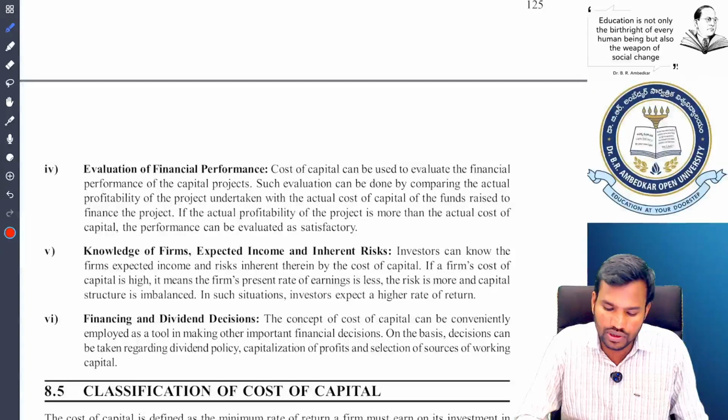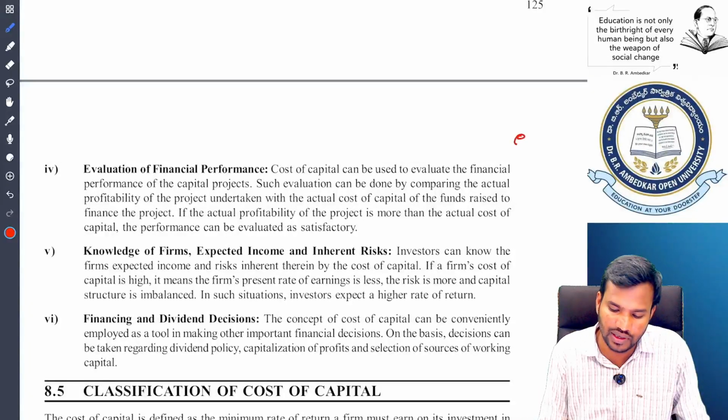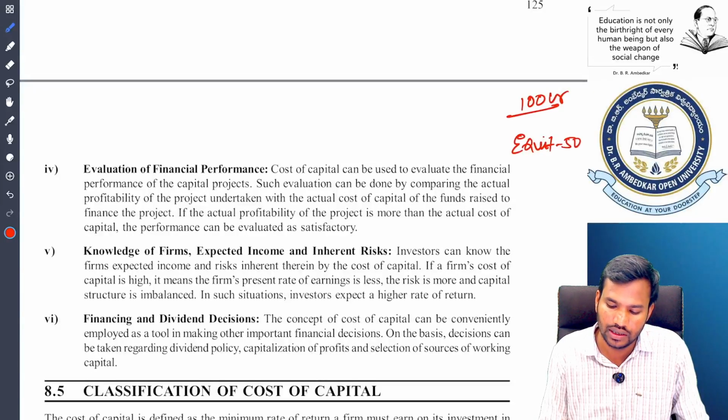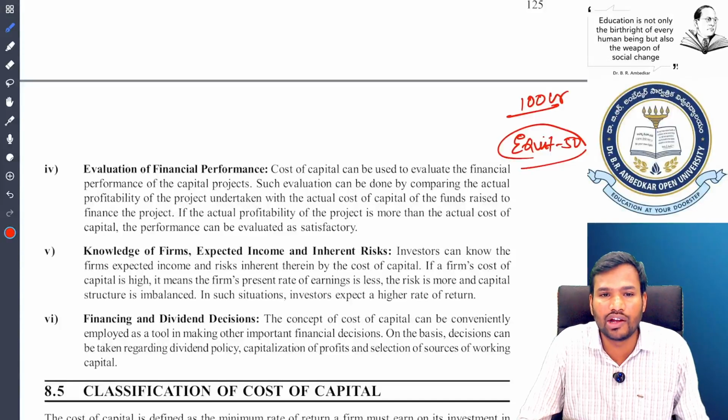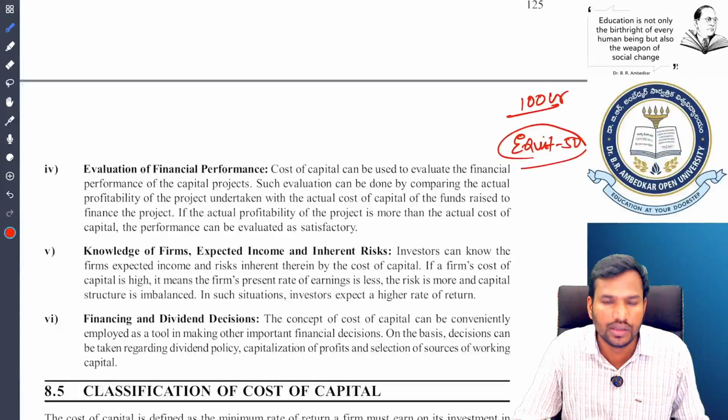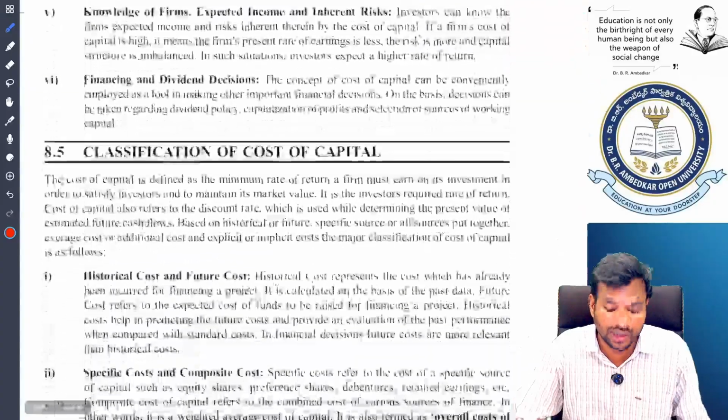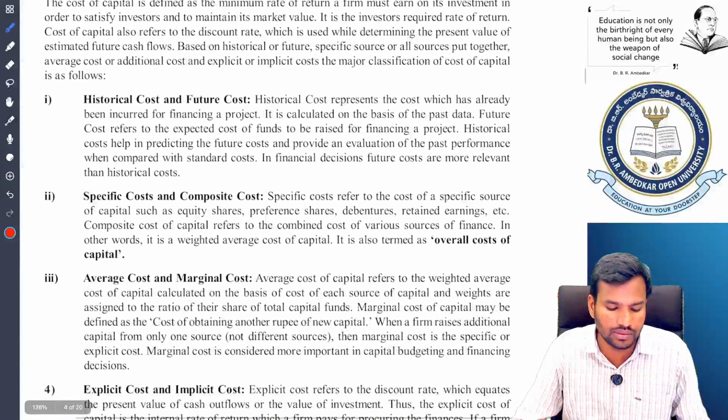See, if out of total capital of 100 crores, we take 50 crores as equity, how much dividend should we give after completing the year? After completing the year, how much amount will go outside if a company takes the dividend decision? For that purpose also we need to calculate the cost of the capital.